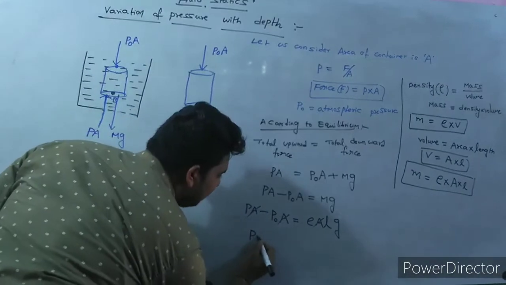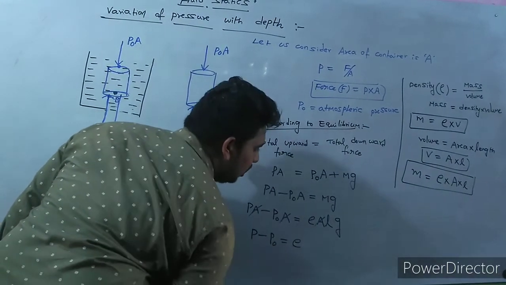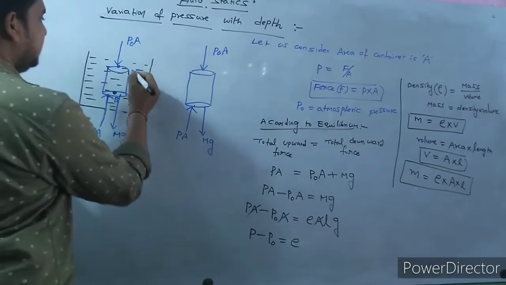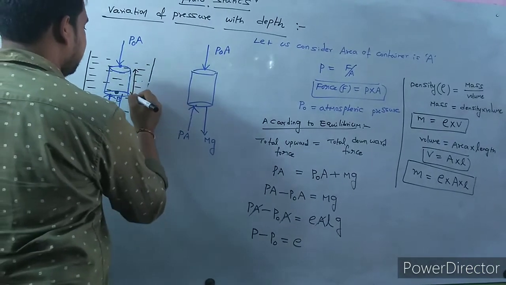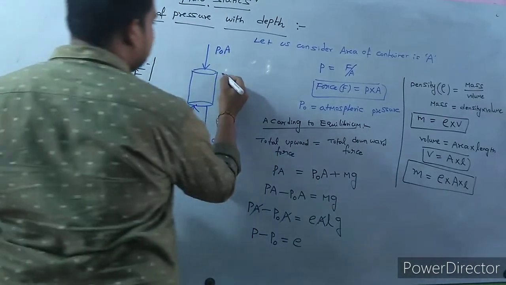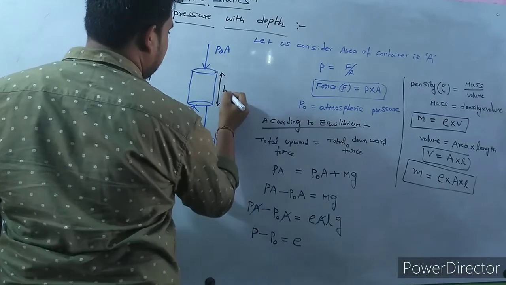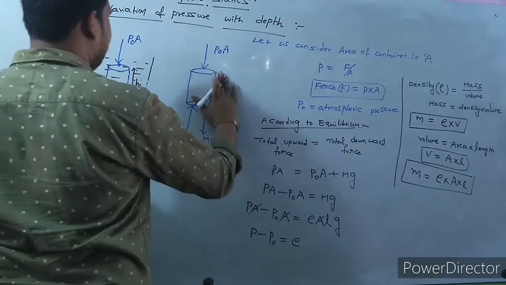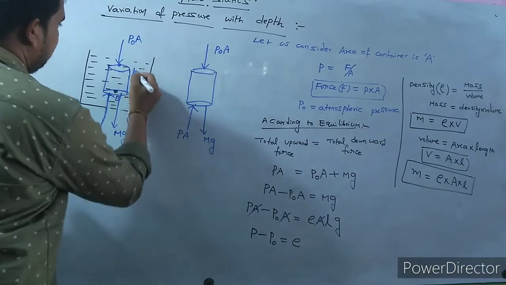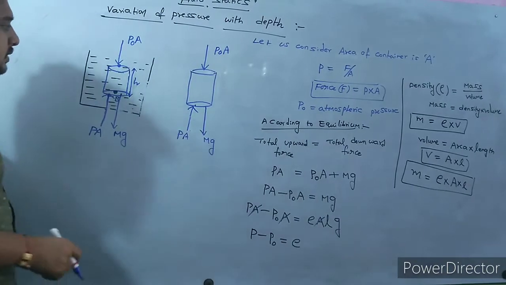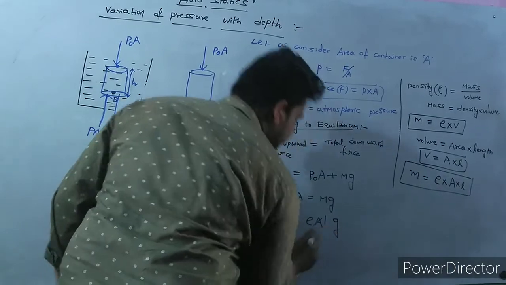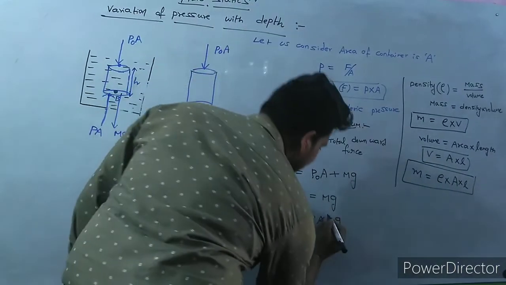Finally, we got P minus P naught is equal to rho into length. This length is nothing but what I consider as h. The height of the liquid column is what I consider as h. So the length is considered as h.